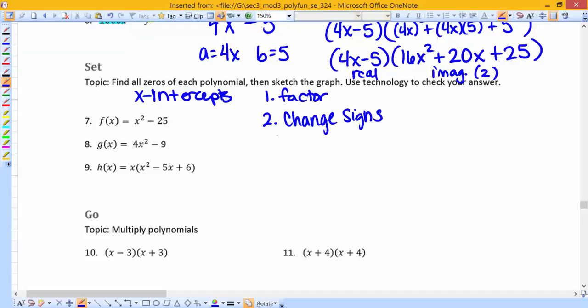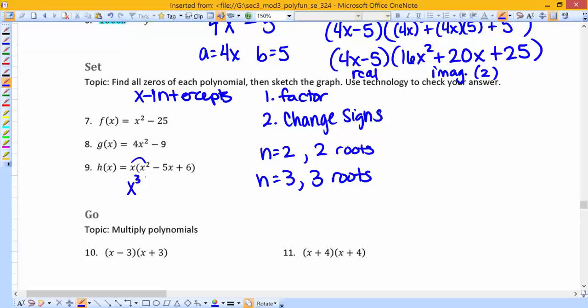Don't forget the fundamental theorem of algebra. If n equals 2, there are 2 roots. If n equals 3, there are 3 roots. So be careful here. If I distribute, that's x cubed. So for 9, you should have 3 x-intercepts. Be careful there. Then, once you have that factored, use those to make a sketch of the graph.